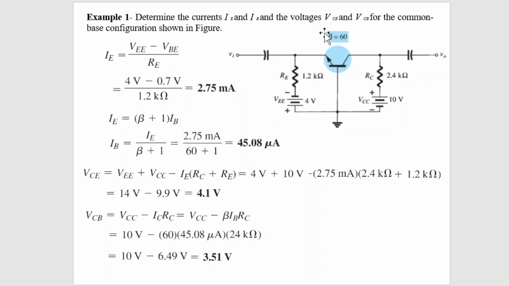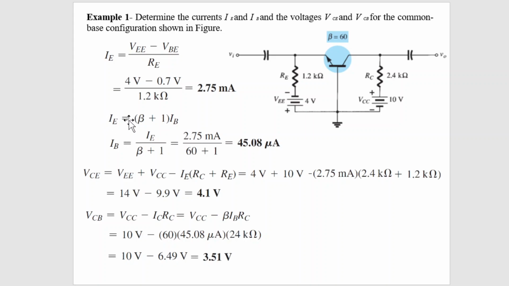If alpha had been given, then we could directly write that alpha is equal to IC upon IE, and so find the IC. But here beta is given. That means we have to find the emitter current or base current, or emitter current or collector current, in terms of beta. That is the aim of writing this mathematical expression.